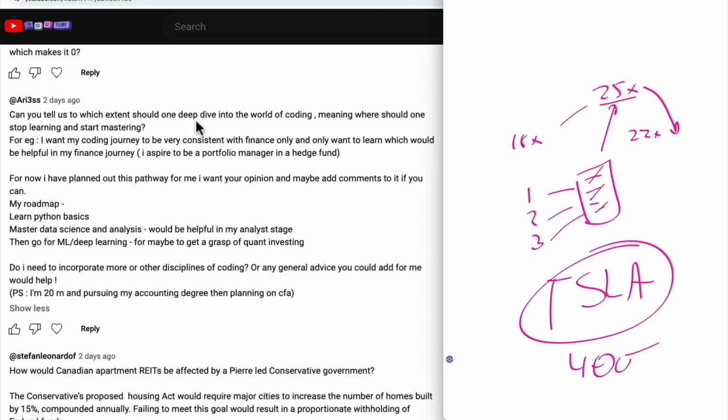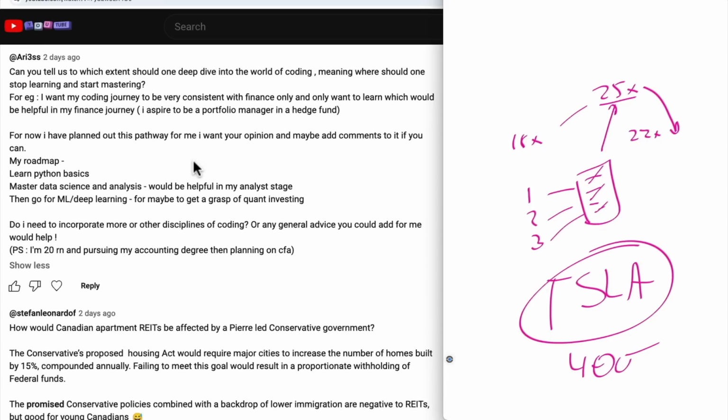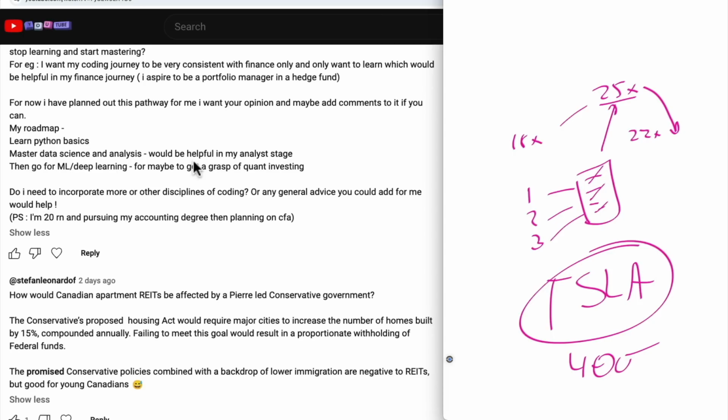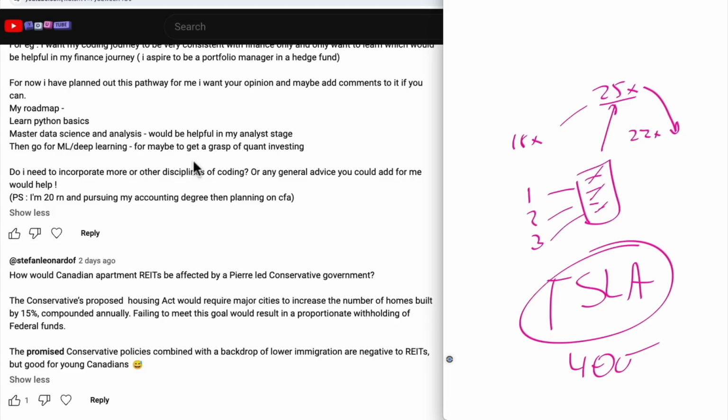To which extent one should deep dive into the world of coding? Meaning, where should one stop learning and start mastering? I want my coding journey to be very consistent with finance only, and want to learn what would be helpful in my finance journey. For now, I've planned out this pathway: learn Python basics, master data science and analysis, then go for ML, deep learning.